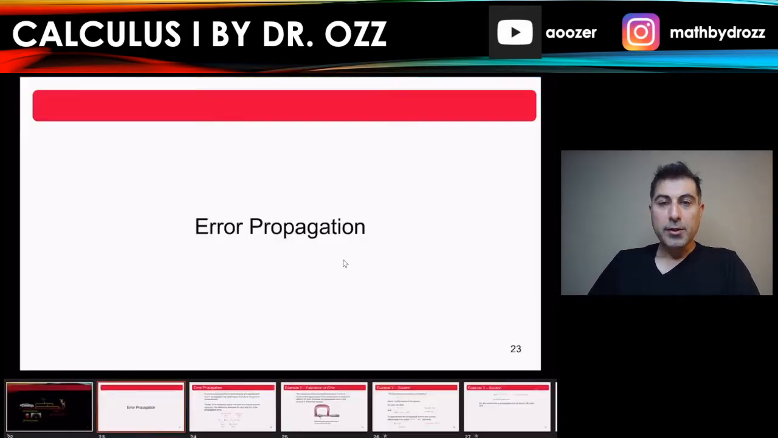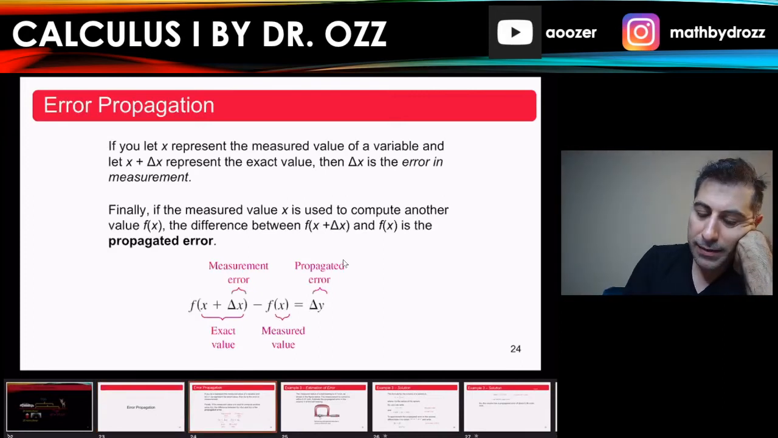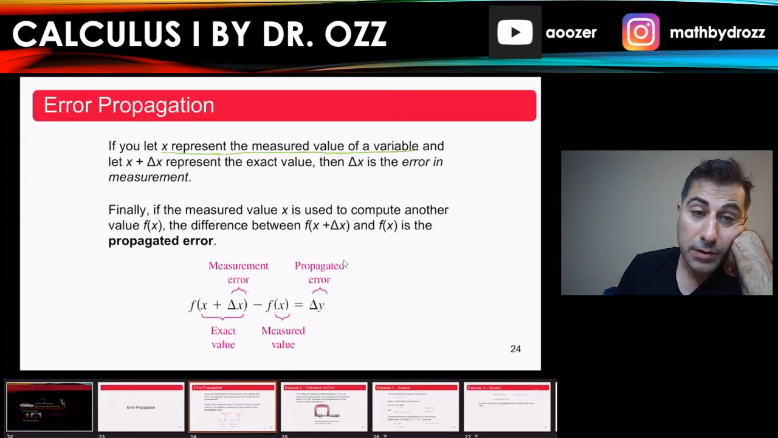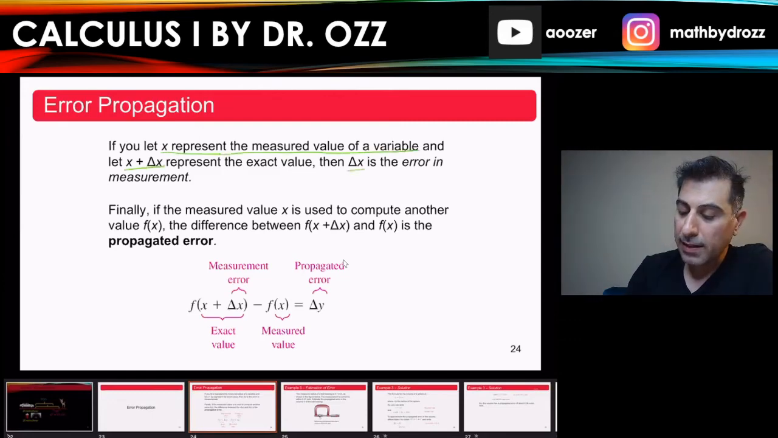All right, the third learning objective is about error propagation. So let's talk about that a little bit. What is the rationale here? Let's say x represents the measured value of a variable, and let's say x plus delta x represents the exact value. That means you make delta x error in measurement. So delta x here is the error in measurement.